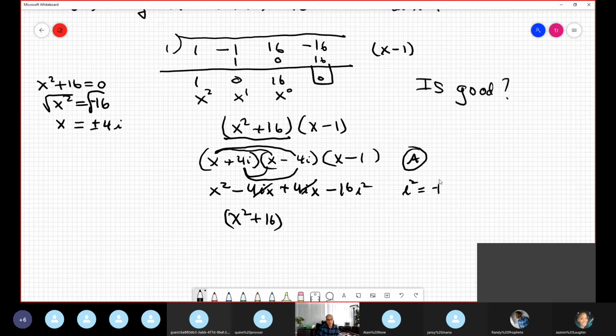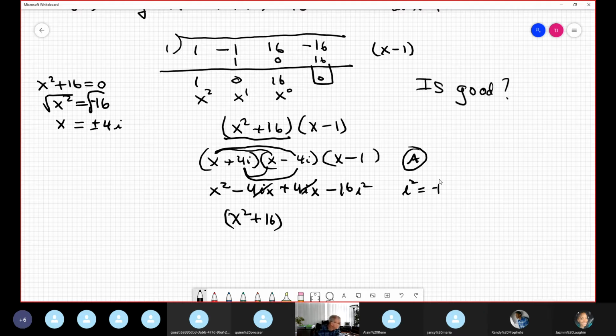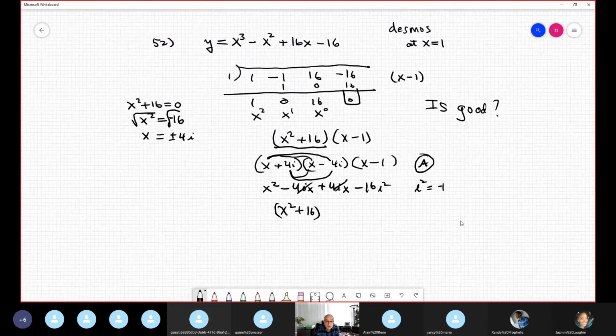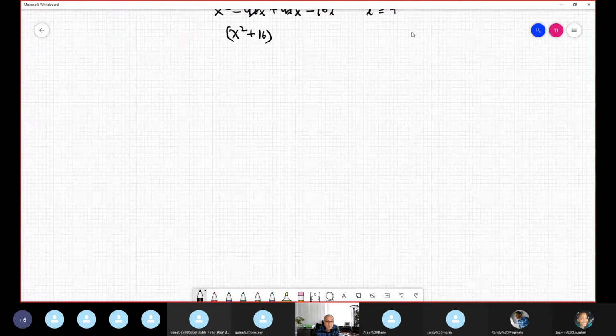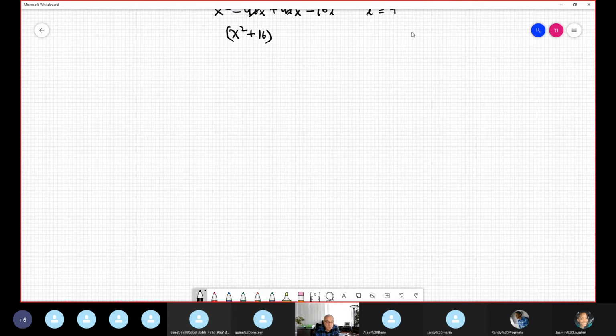Okay, makes sense. Okay, of course makes sense. Okay, this was 50, 50, 52, no? 52, okay. 52, let's go to 53. 53 is y equal x cubed plus 11 x squared plus 36 x plus 26.